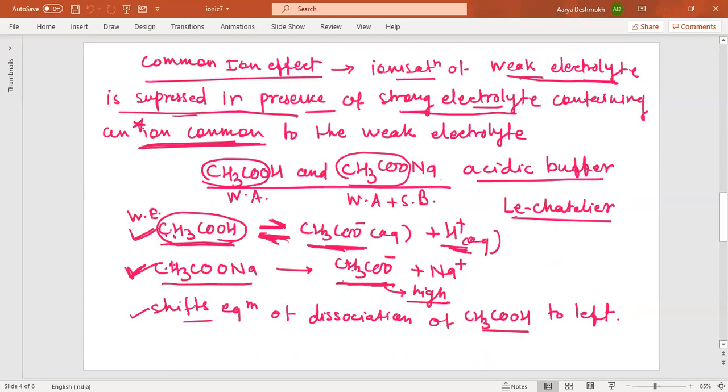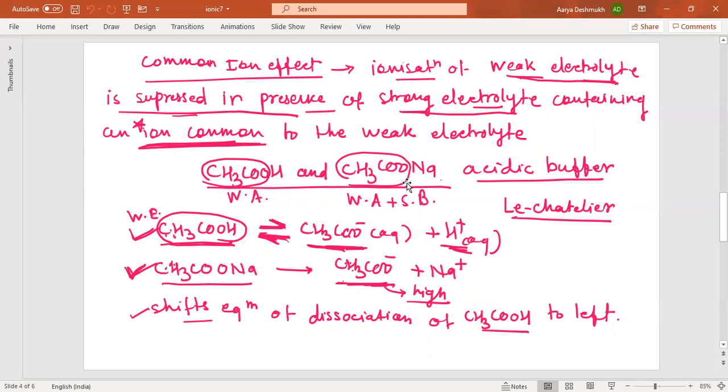So this common ion effect: the ionization of a weak electrolyte is suppressed in the presence of a strong electrolyte containing an ion common to the weak electrolyte. So the ion which is common should be common to the weak electrolyte. Like in the case of the acidic buffer, CH3COOH and CH3COONa. So the common ion here is the acetate ion in both the cases.